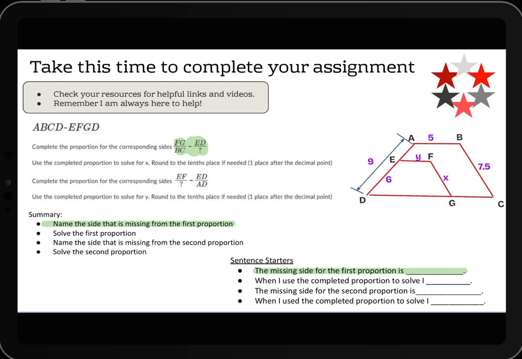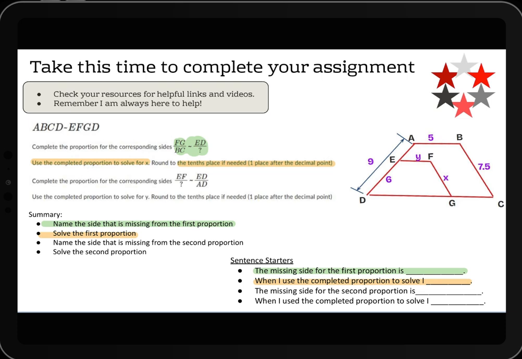Then we're actually solving a proportion in the second part. Use a completed proportion to solve for x. Round to the tenths place, 1 decimal place after the point. We'll see if you are paying attention. Make sure that you do that for your second one, and then you answer what you end up getting.